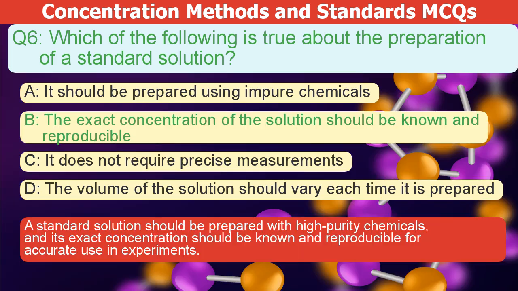The correct answer is B. A standard solution should be prepared with high purity chemicals, and its exact concentration should be known and reproducible for accurate use in experiments.